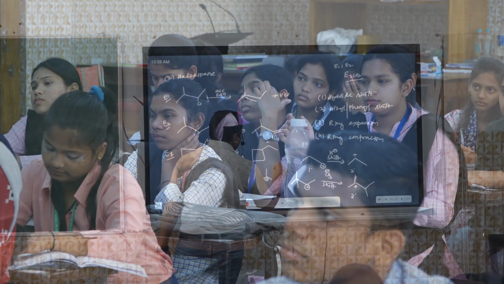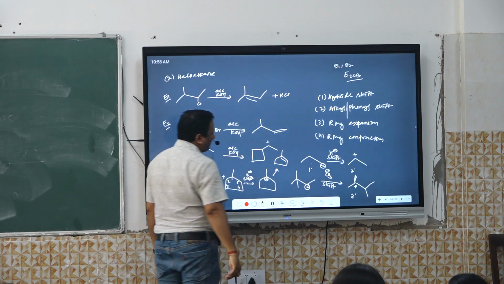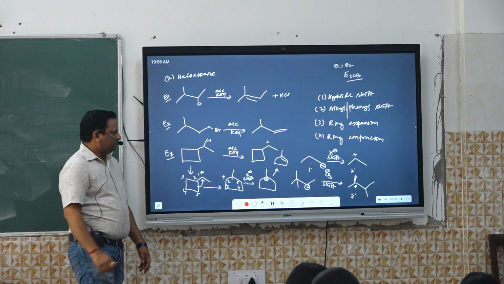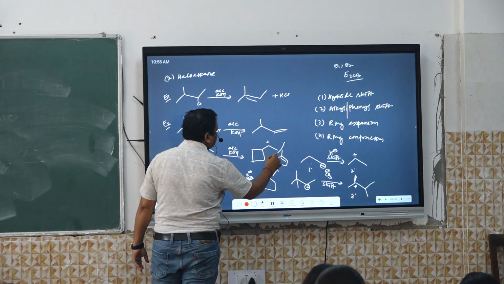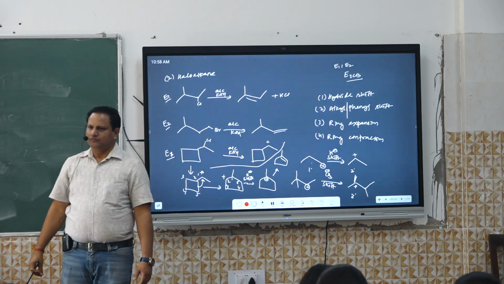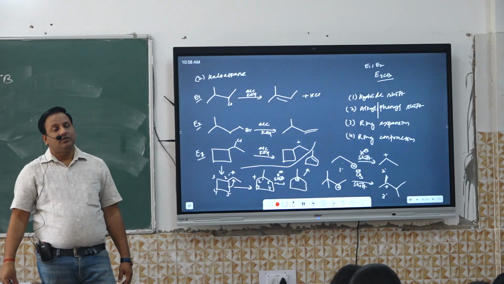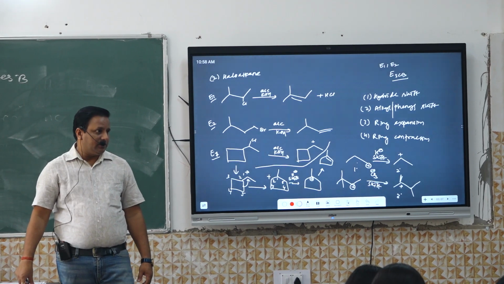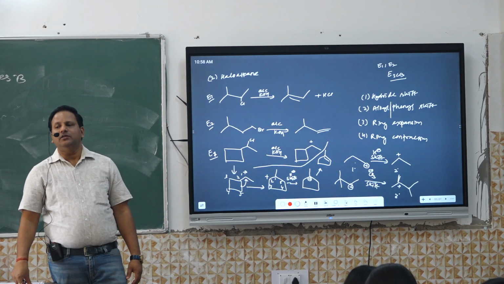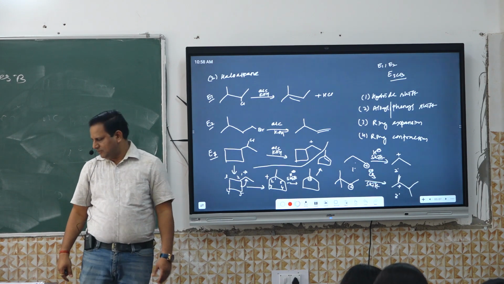Then the final product will be this alkene. Got the product? So this product is obtained as a result of carbocation rearrangement. This is the product of carbocation rearrangement. Note it quickly.